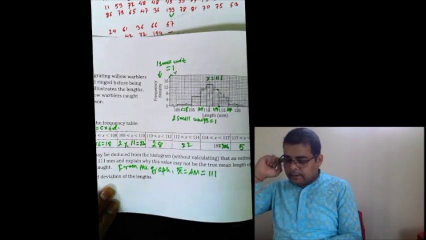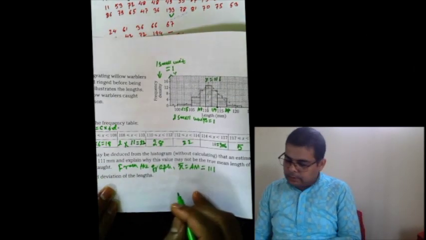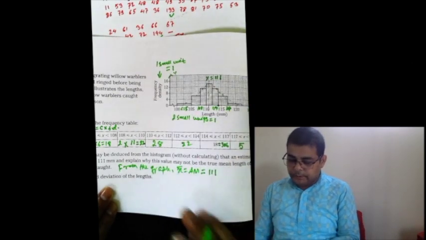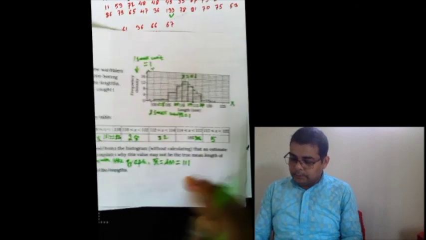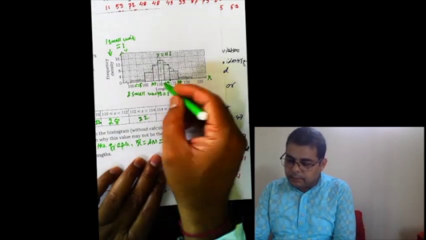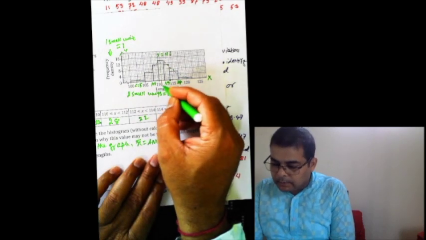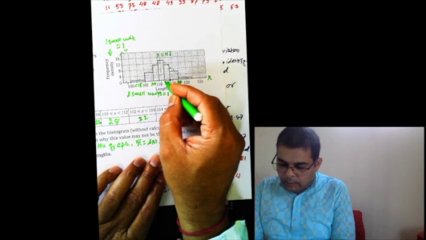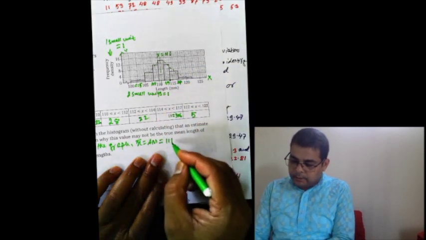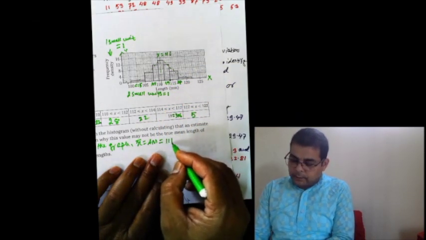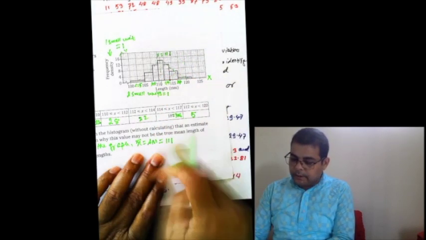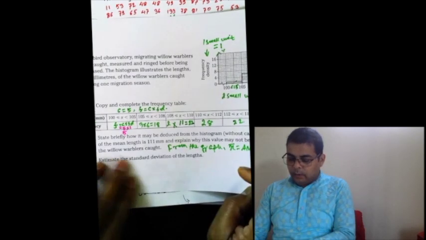Now do you think that this value is the exact mean of the given distribution? Definitely not, because this mean has been taken from just the midpoint of only one class interval, that is 110 to 112, and this is the reason why the mean value that we have estimated directly from the graph may not be the true mean length of the Willow Warbler's chord.